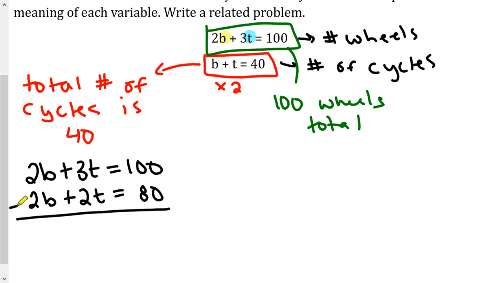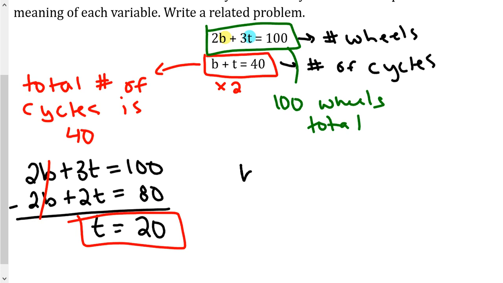So my b's are gone. 3t minus a positive 2t, I'm left with 1t. 100 minus 80. And here it actually did the work for me. I find out that there are 20 tricycles. We do a quick substitution into either of these equations. Let's just put it in that second one for ease. So the bicycles plus 20 tricycles equals 40. And it actually looks like there's an even split here.